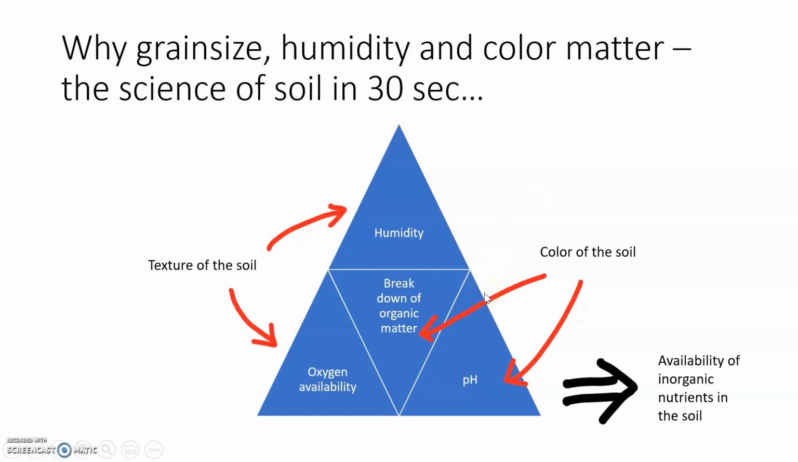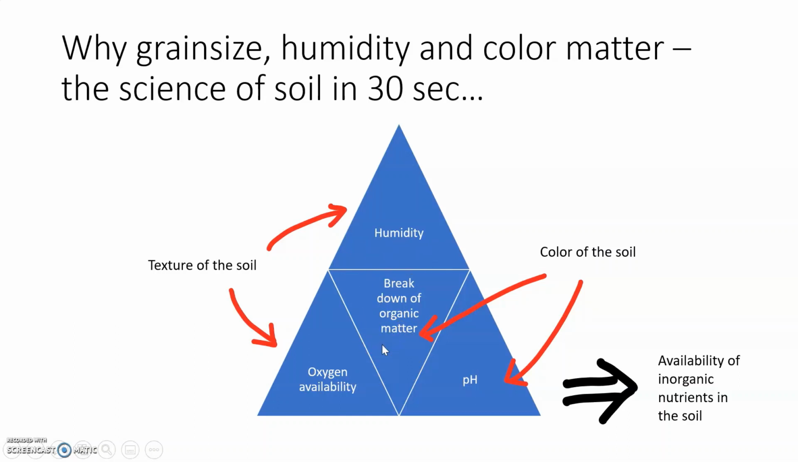But what I've tried to do here is this triangle, right? And in the center here, we have the rate of breakdown of organic matter. And organic matter, all the dead leaves, all the dead insects, whatever, all that organic matter is broken down by saprotrophs and detritivores. And especially all the saprotrophs, all the bacteria in the soil, are very much affected by the humidity of the soil and the pH of the soil and the oxygen availability in the soil.